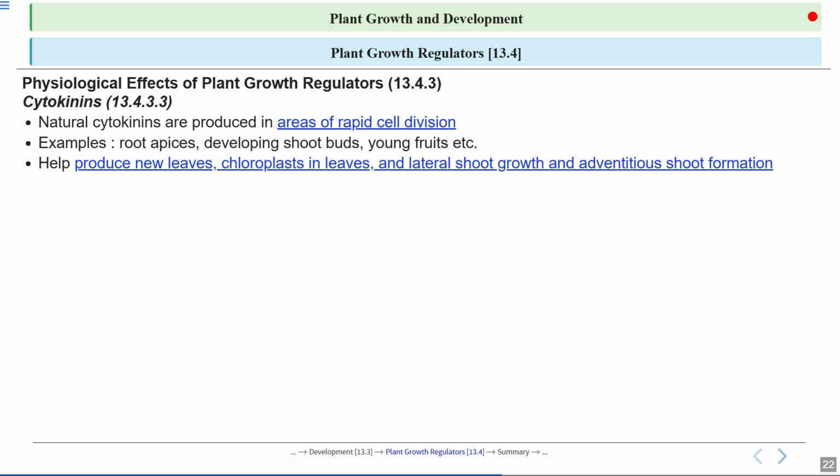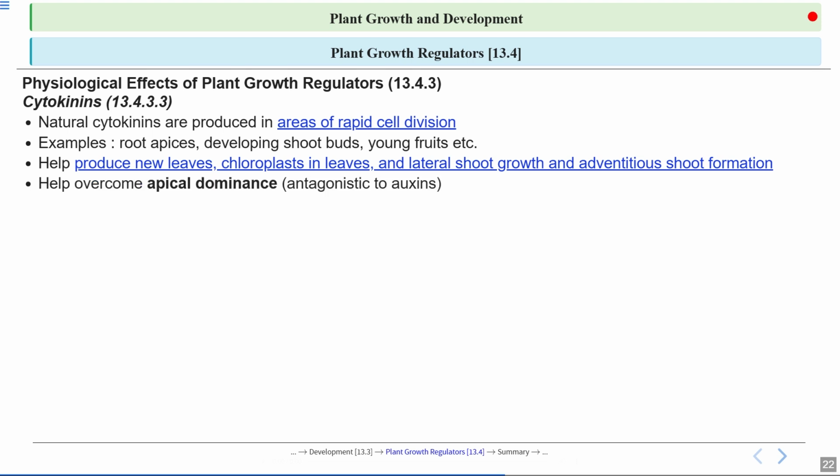Now, what are the examples? Root apices, developing shoots, wherever there is a requirement of cell division, like meristematic cells that are very actively dividing. So there is a requirement of this hormone, right? So root apex, development of shoot buds and young fruits. It helps to produce new leaves. New leaves require the division of cells. Chloroplasts in leaves, lateral growth of shoots, and adventitious root formation. All these regions have this particular hormone.